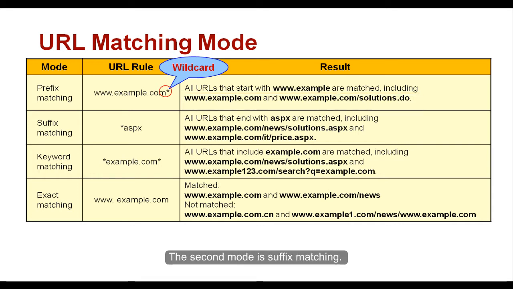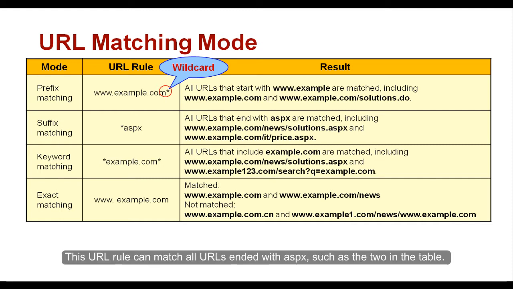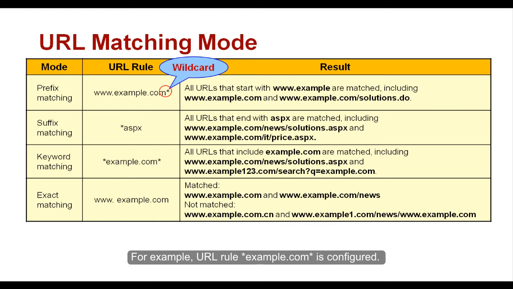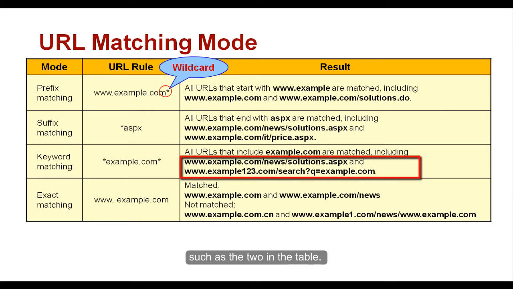The second mode is suffix matching. For example, URL rule *ASPX is configured. This URL rule can match all URLs ended with ASPX, such as the two in the table. The third mode is keyword matching. For example, URL rule *example.com is configured. This URL rule can match all URLs containing example.com, such as the 2 in the table.